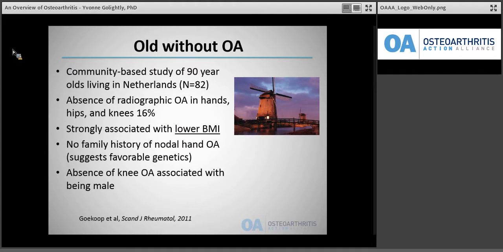And given that osteoarthritis is so common in the older adult population, it's also of interest to look at some of the factors associated with not having osteoarthritis. So there was a community-based study of 90-year-olds living in the Netherlands, and they looked at individuals who did not have any osteoarthritis in their hands, hips, and knees. And what they saw was that these individuals were more likely to have a lower body mass index. They didn't have a history of osteoarthritis, and they did see that absence of knee osteoarthritis was associated with being male.